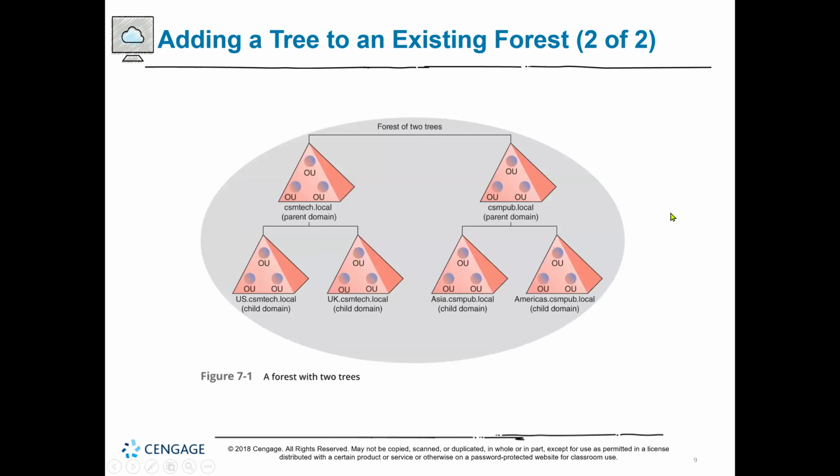So here's your example, I know they look like pyramids, of a forest of two trees. You have your csmtech.local and csmpub.local, and there's your parent domain. So you were talking about the subdomains and child domains. Here's your answer: child domain / subdomain. There you go. And as you can see, these subdomains are based off of location in this example.